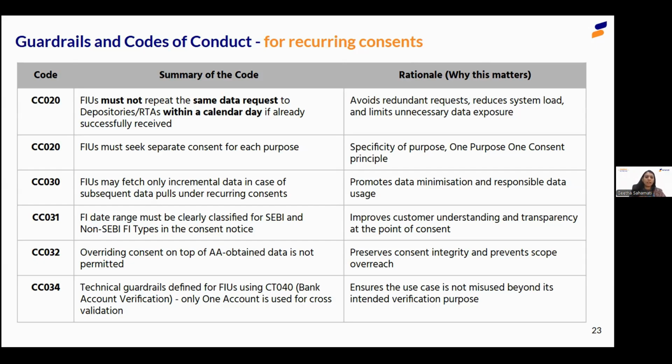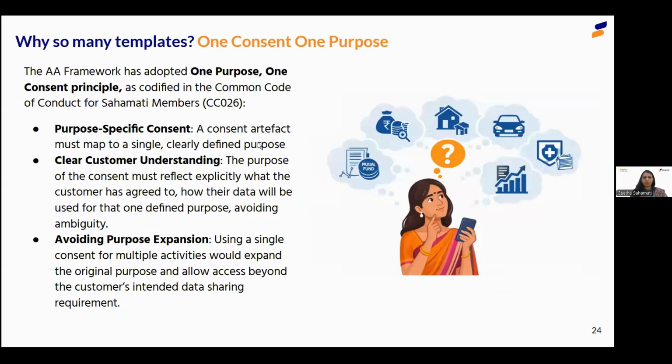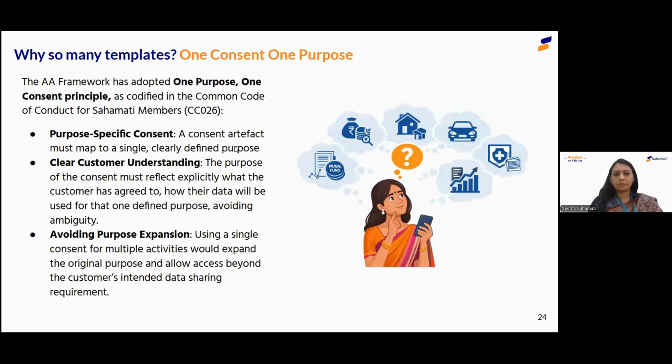And in case of CT040, where it is account verification, have only one account. Though it says deposit and the FIP may not be able to check this, but AA can check actually. Please include only one bank account. And the rationale is given as below. In case we drop off, we will come back again.